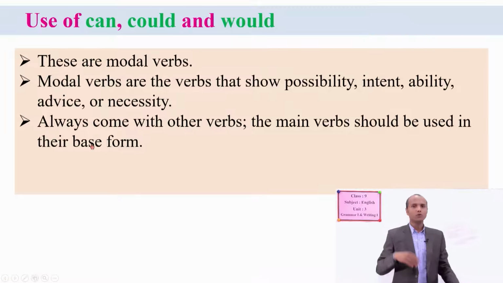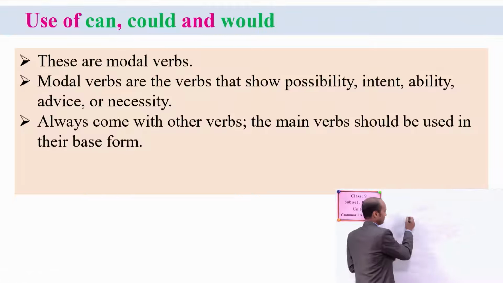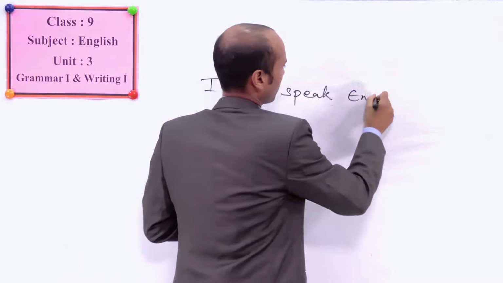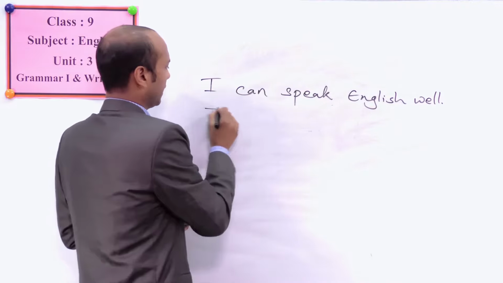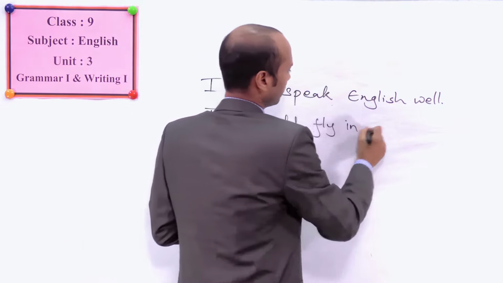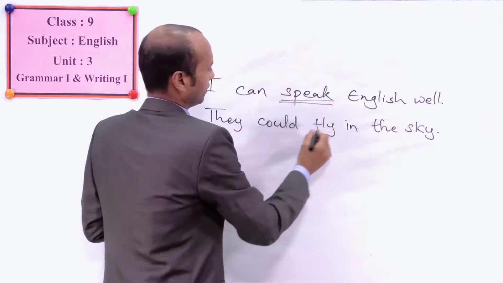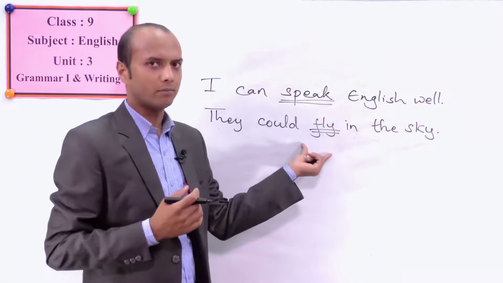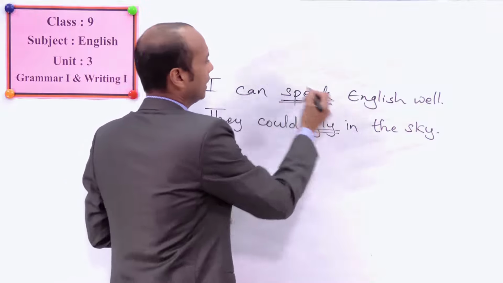But when you use modal verbs, you have to use the base form. For example, I can speak English well. They could fly in the sky. Look at the verb form there. The verbs are in their base form. Do you know the base form? Yes, without s, es or ed. Such forms are to be used.